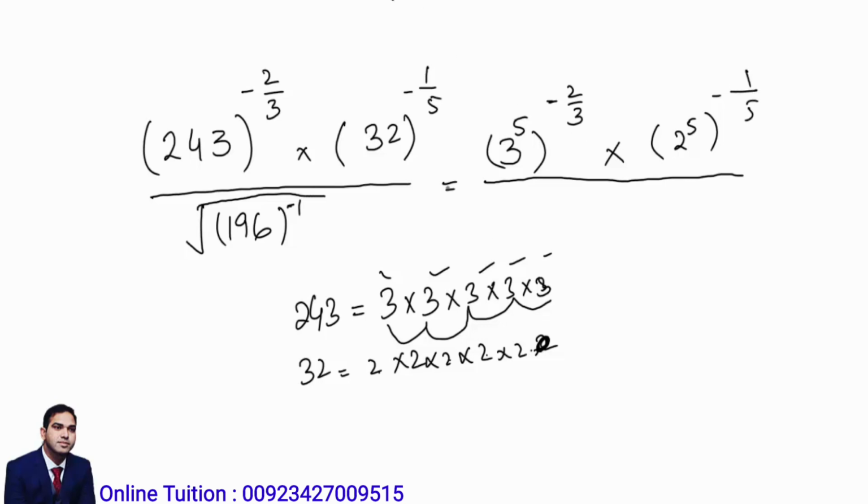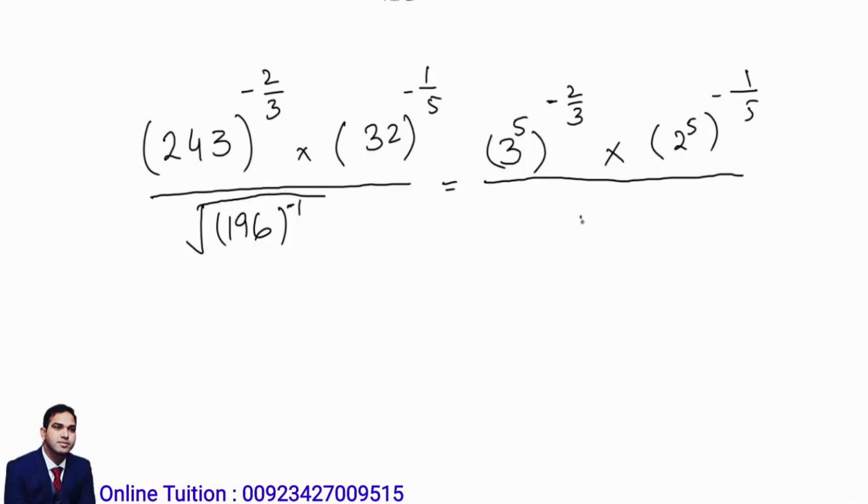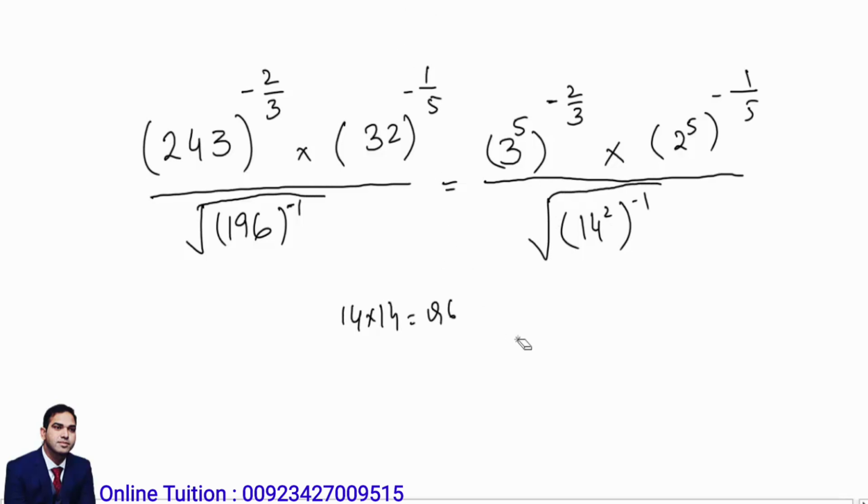So these are the factors, and after that, the denominator is 196. This is the perfect square of 14. So we can write 14 squared to the power negative 1, this way. Means 14 multiply 14 is equal to 196. So written as 14 to the power 2.